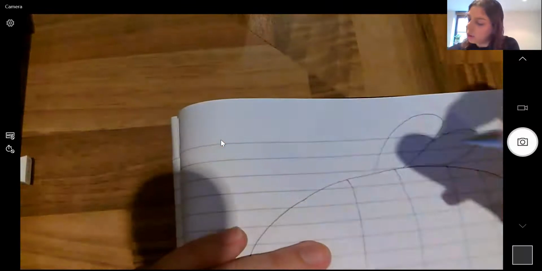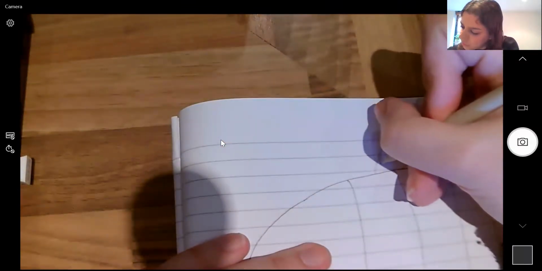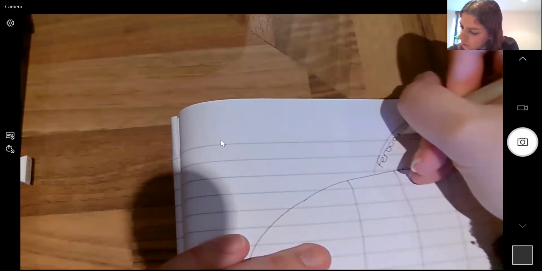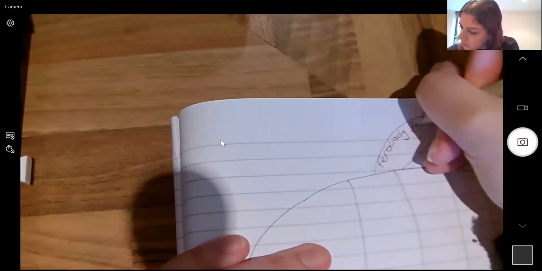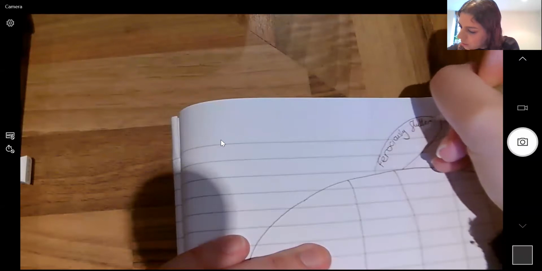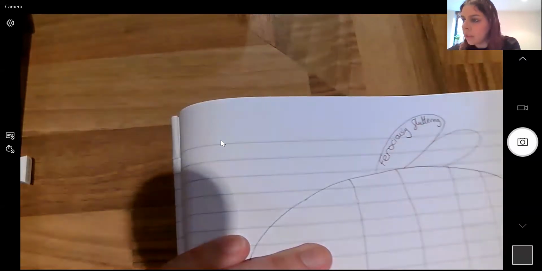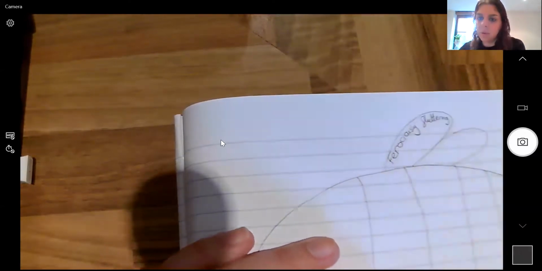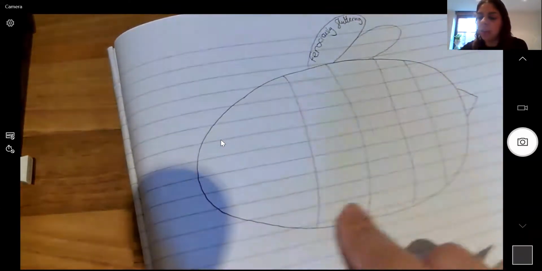So here I might write ferociously fluttering. So you can do that, that's not a problem for that section. And then here you might just do the other parts. Or if you'd rather do it in the main section, that's fine. You could do it down the stripes if you were doing a bumblebee. It's your decision how you do it.